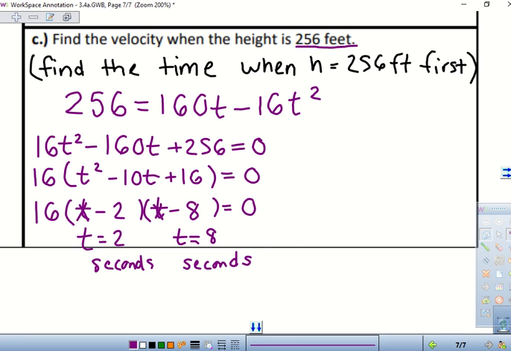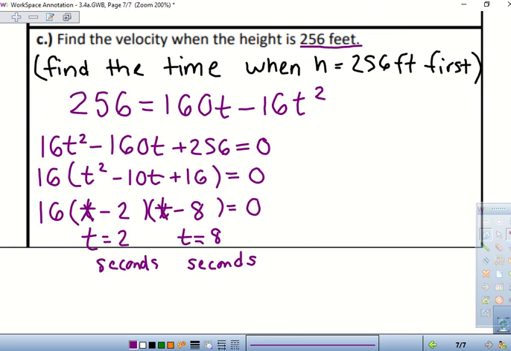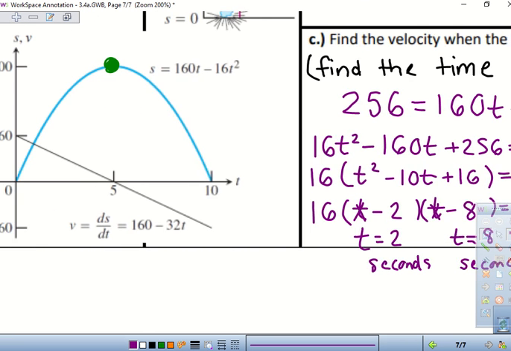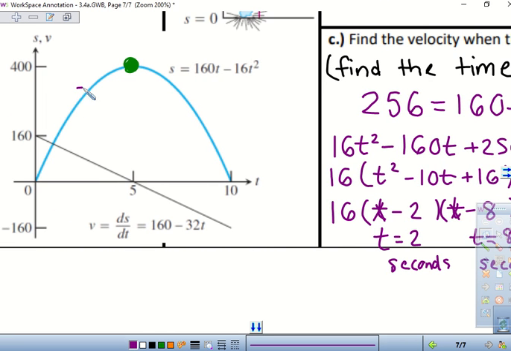So there's actually 2 times where we're at a height of 256. That's to be expected though, right? Yeah, because it's gotta go back down. Because here we're at 256, and then here we're at 256, because it goes to 256 as it goes up, and then as it comes back down, right? So there's actually 2 times where that occurs.